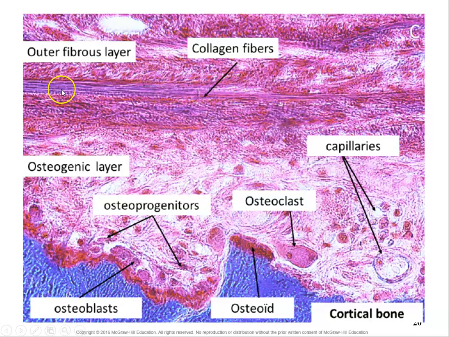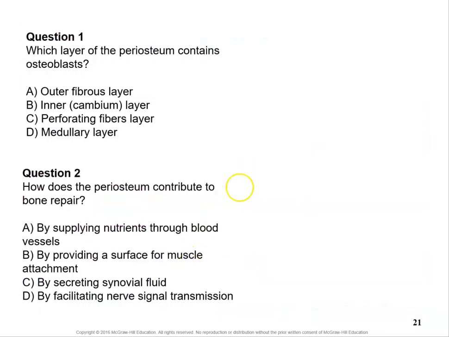This is just another picture showing you the outer fibrous layer. You can kind of see the collagen fibers here. And then here you have the inner layer, also called the osteogenic layer. And you've got osteoprogenitor cells, you've got osteoblasts, you've got some osteoclasts, okay? And these guys are going to be working to lay down bone and resorb bone depending on what the osteocytes tell them to do. And we'll talk more about that here in just a few minutes.